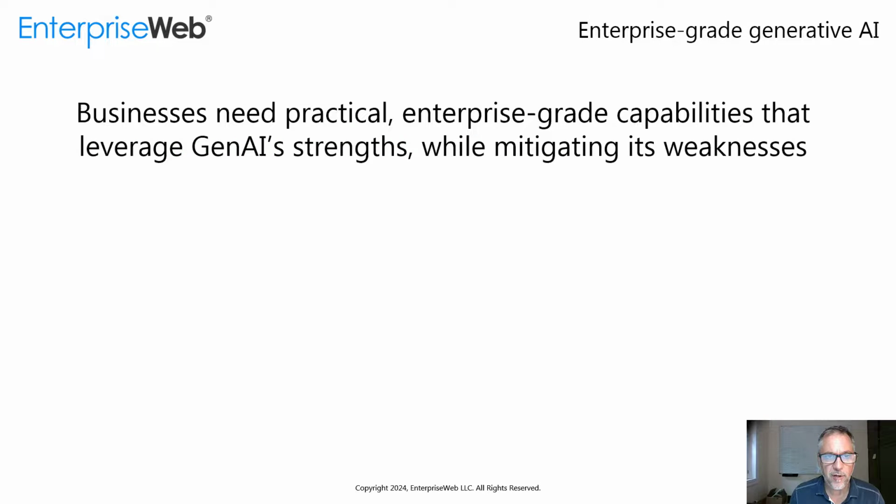Now, when we're talking about generative AI, you have to realize that people now understand that generative AI has some very powerful capabilities, but also has some concerning, troubling issues, right? It's inaccurate, inconsistent, it can hallucinate, it's expensive, it's energy and resource consumptive. There's some security concerns, IP and copyright concerns. So businesses need practical enterprise grade solutions that balance GenAI's strengths while mitigating its weaknesses.